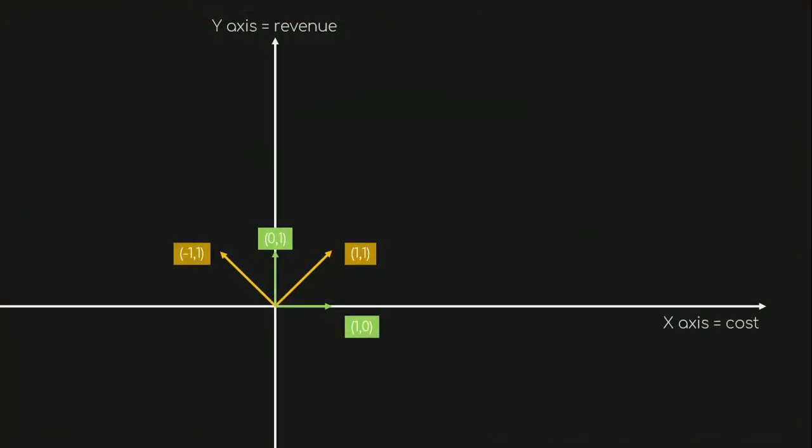So this is the same space. The green vectors are i hat and j hat, our standard basis vectors. The golden ones are the eigenvectors, right? So let's just take a random vector. This is going to be our example, the vector 4, 2.